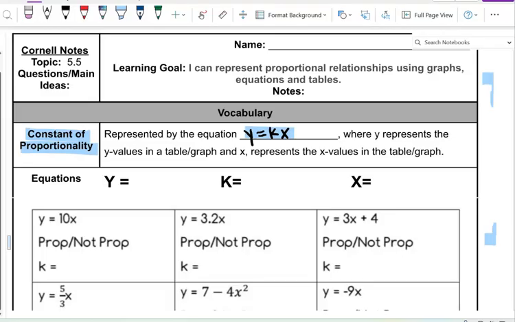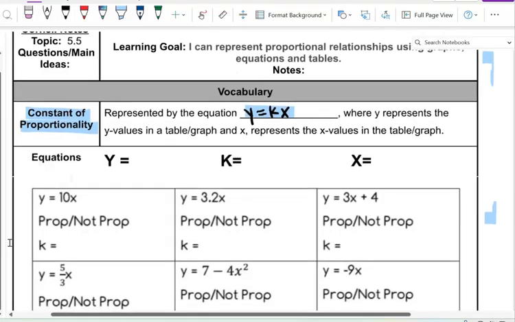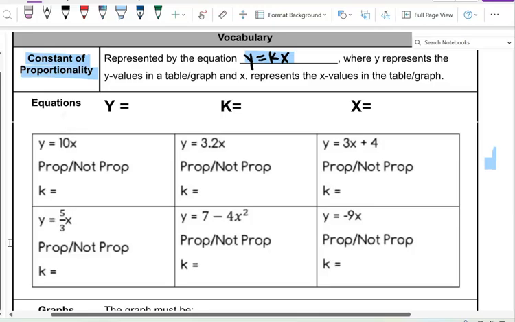This is represented by the equation y equals kx, where y represents the y values in a table or a graph, and x represents the x values in a table or a graph. So we are taking everything we've learned so far in chapter 5 and we are applying it to equations, tables, and graphs. So let's take a look at these equations.